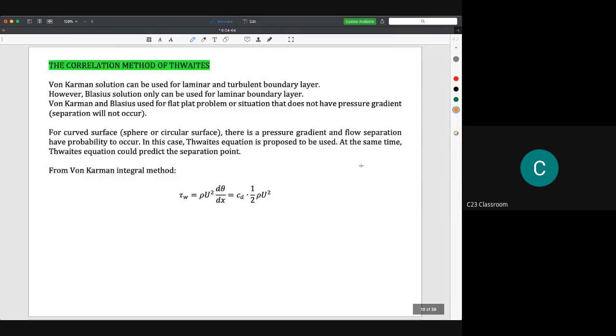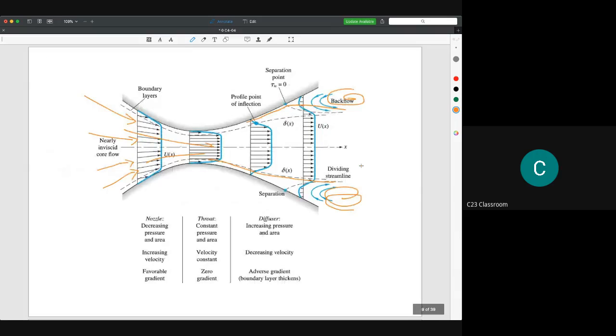So I hope you could understand about the separation, and the physical phenomenon that occurs is the wake. At the end of this chapter, at the end of these slides, I will show you a few pictures about wake, or you could search by yourself. It's quite an interesting phenomenon.